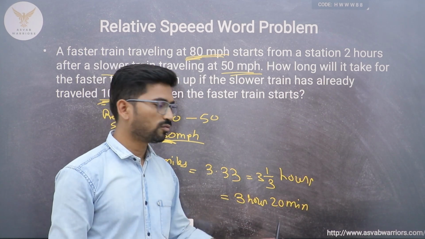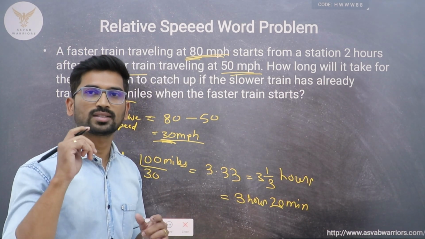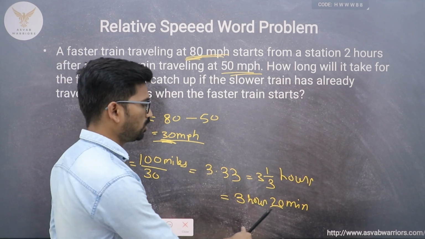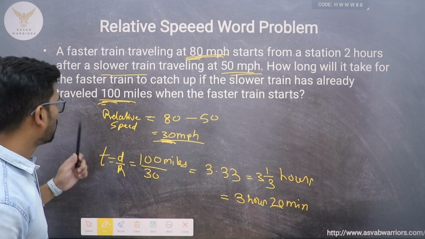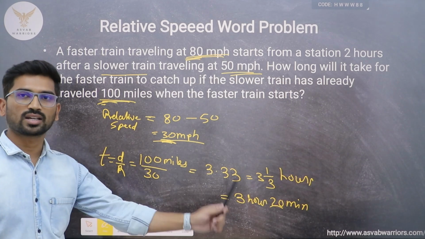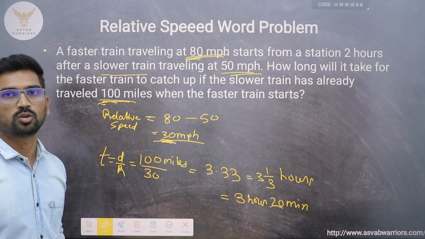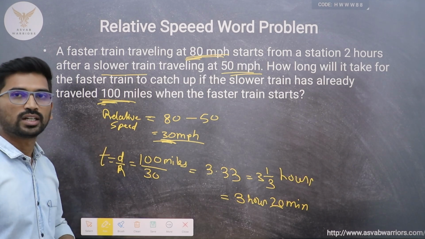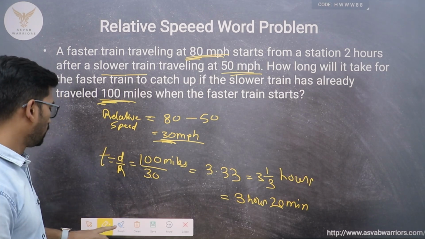How 20 minutes? We know that 1 hour has 60 minutes and 1/3 of 60 will be 20 minutes. So the faster train will take 3 hours and 20 minutes to catch up with the slower train by covering this 100 miles of distance as well.